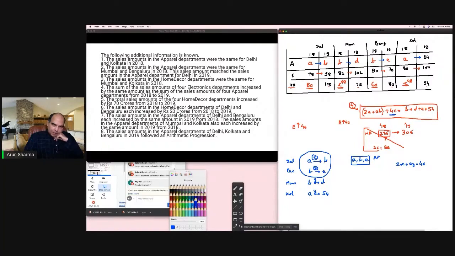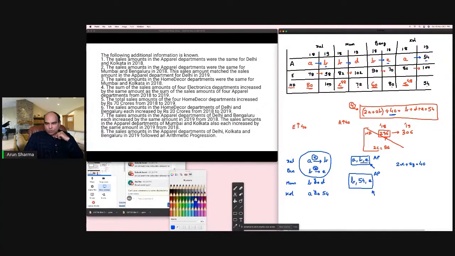The sales amount in the apparel department of Delhi, Kolkata and Bangalore in 2019: Delhi B, Kolkata 54 and Bengaluru E. So what this is telling me is B, 54 and E is also an AP. So that tells me then that this AP will have a common difference, which will be half this AP's common difference.